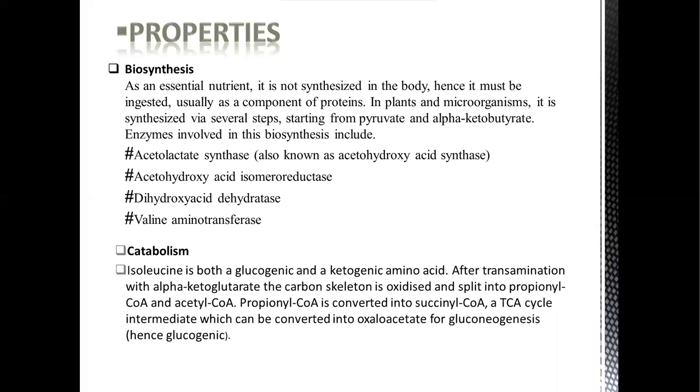The carbon skeleton of isoleucine in catabolism is converted into two compounds called acetyl-CoA and propionyl-CoA, of which propionyl-CoA is converted into succinyl-CoA, a TCA cycle intermediate which can be converted into oxaloacetate for gluconeogenesis. The succinyl-CoA is an intermediate of the TCA cycle. The TCA cycle is a cycle in which isoleucine is produced.